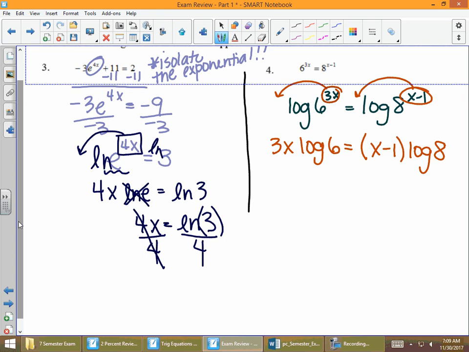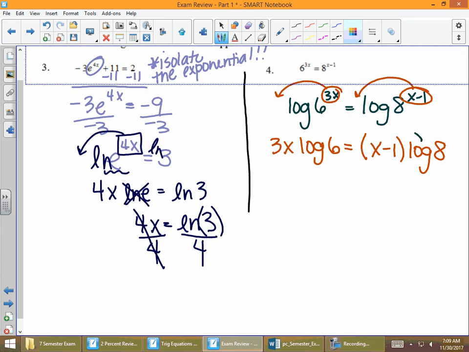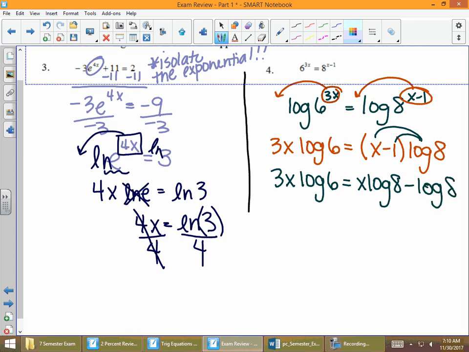So now that everything is on the same level, our game plan from here is to get our x terms on the same side, and then we're going to need to factor out an x. So our next thing to do is to distribute log of 8. Remember, log of 8 is just a number. It's a nasty decimal, but it's just a number, so we're going to treat it as such. x times log of 8 is x log of 8. -1 times log of 8 is negative log of 8.